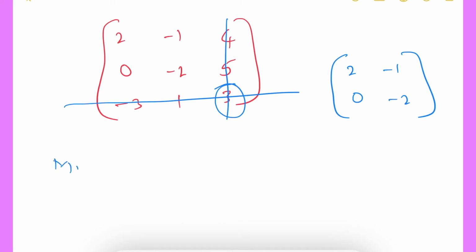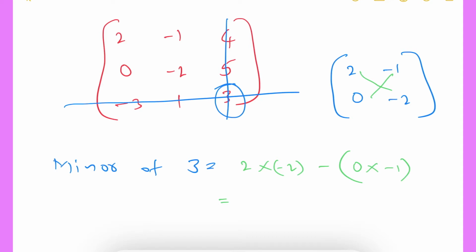So the minor of 3 equals 2 into minus 2 minus 0 into minus 1. That will be equal to 2 into minus 2, which is minus 4, minus 0 into anything, which is 0. So minus 4 minus 0 is minus 4.